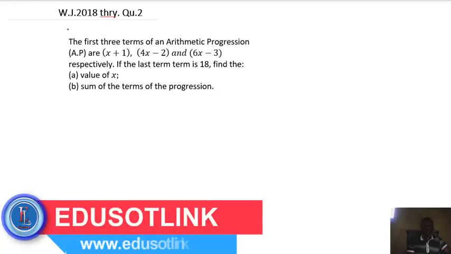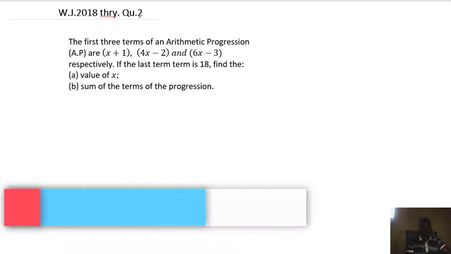Welcome students. We are still on series and sequence. Today we are going to do WASSCE 2018 theory question number 2.